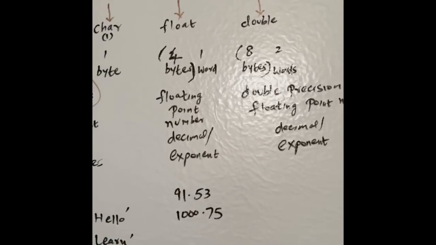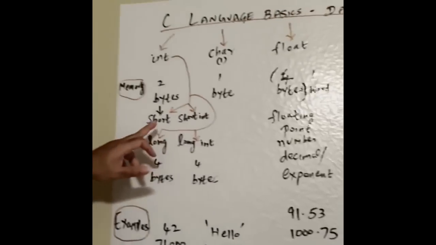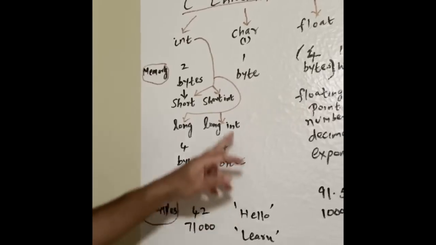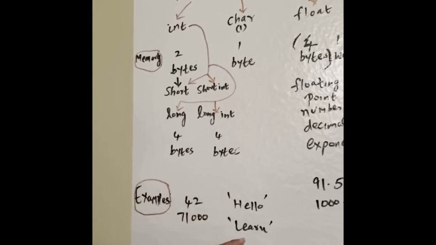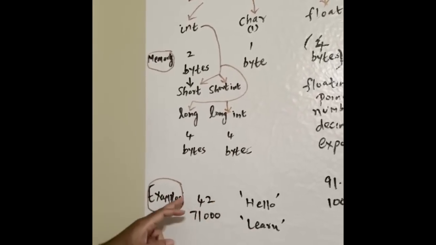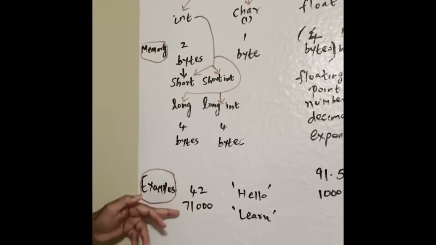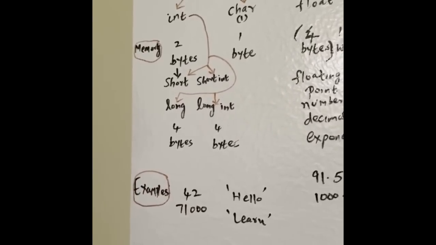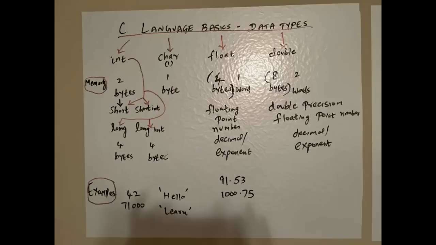But for most purposes, we usually just use int, short int, long int, or characters. Examples of characters: strings like hello, learn. Examples of whole numbers are 42, 71,000. So we'll go step by step in learning the C language.